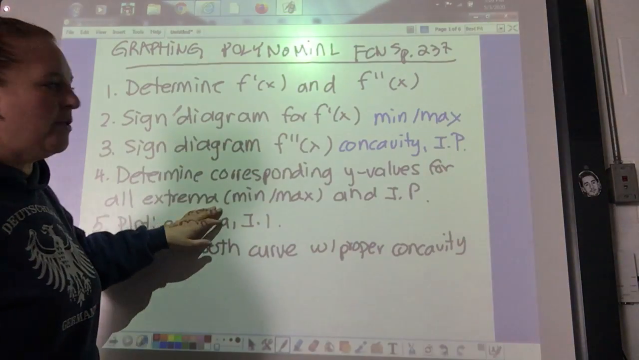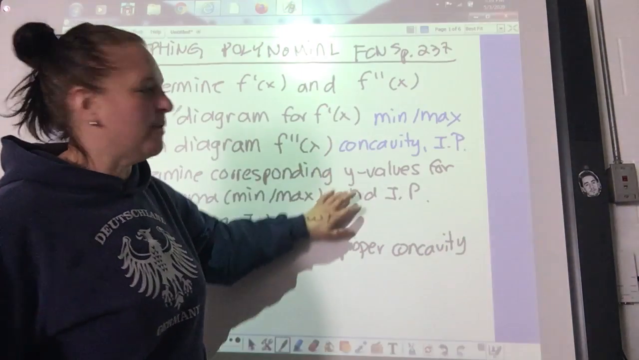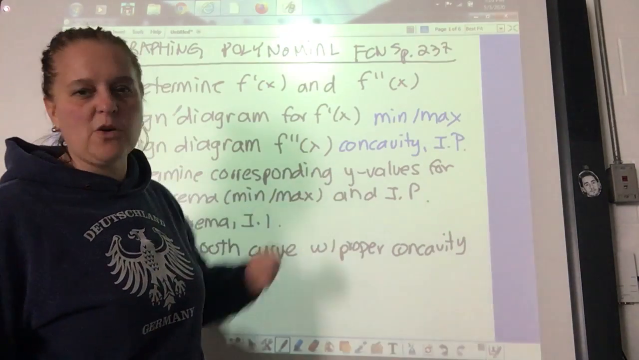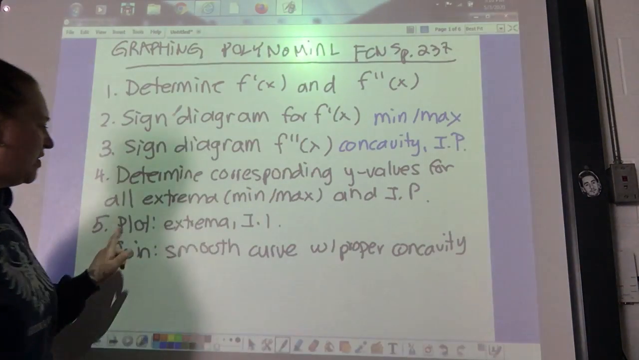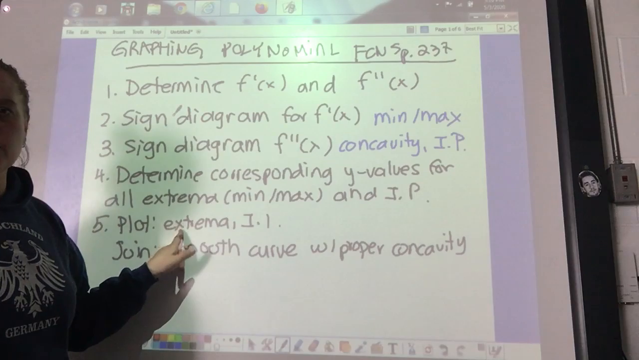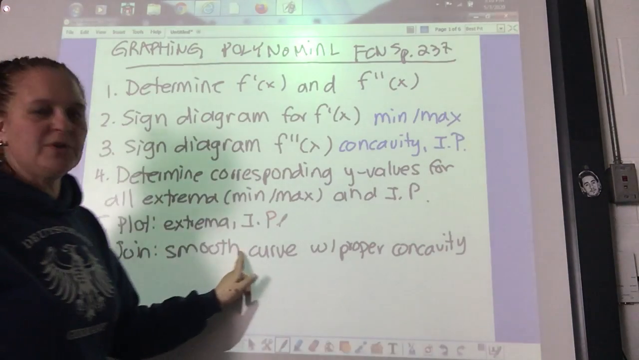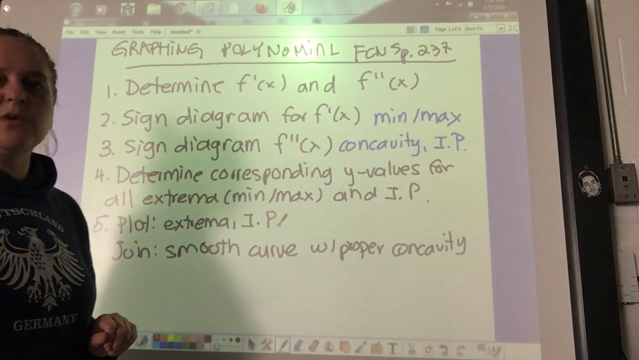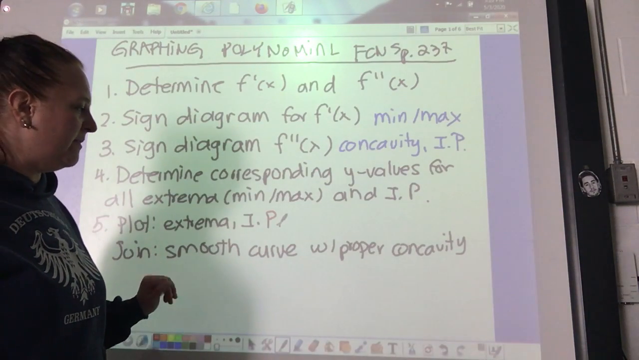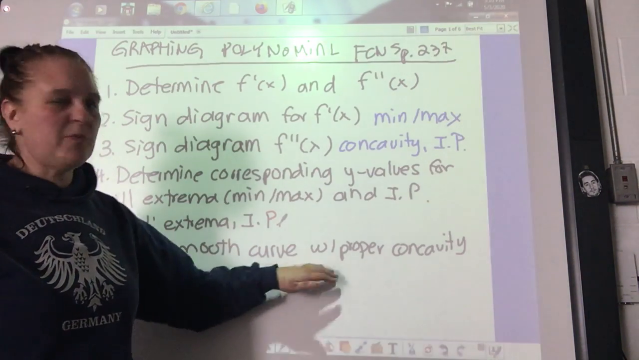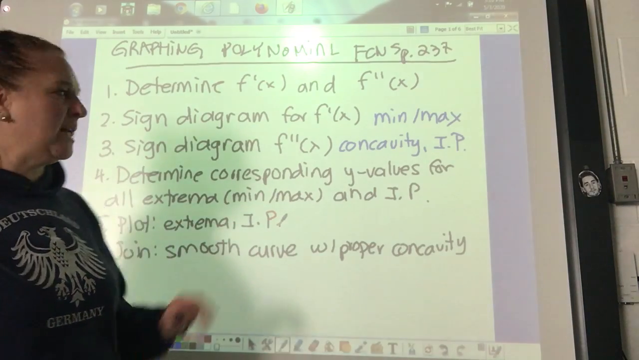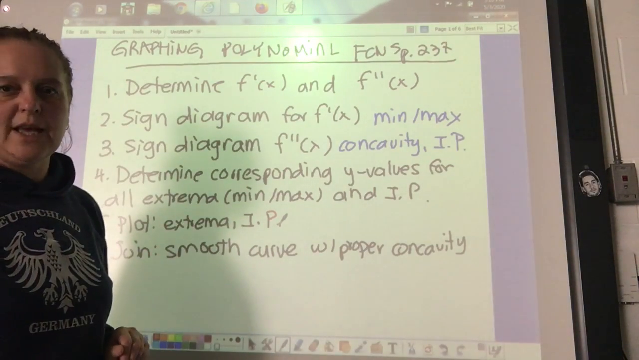It doesn't matter what order you do it. I like to do them all together as one, but you can do these first, then get the corresponding y values. And then you plot your extrema, plot your min-max points and your inflection points. And then you connect them with a smooth curve. Remember, these are continuous functions, and these are polynomial function graphs. So a smooth curve with proper concavity. No asymptotes today, so just kind of putting the pieces together.